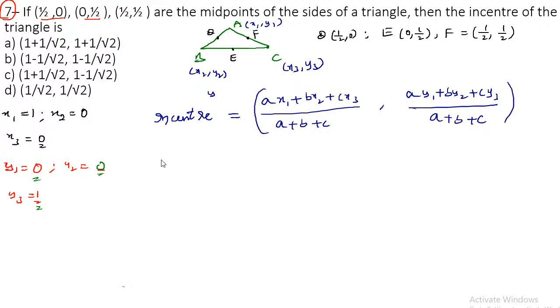So what is a? a is BC, the length of this BC. What is b? b is CA. So this is a, CA, this is b, and this is c. So what is c? c is AB. c is AB.